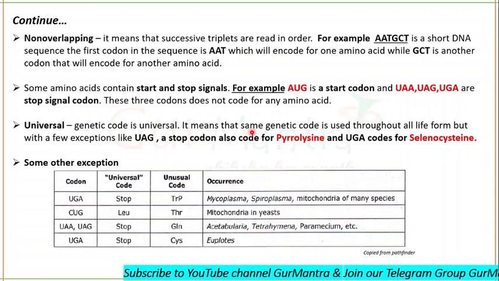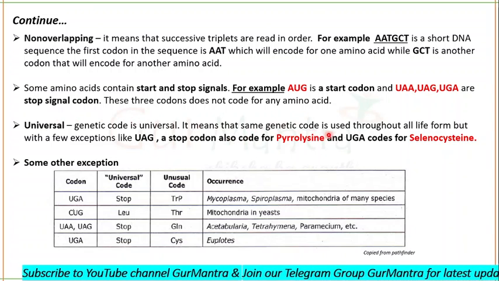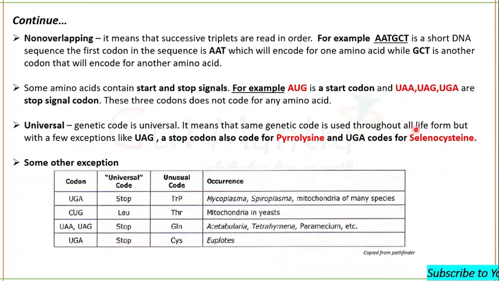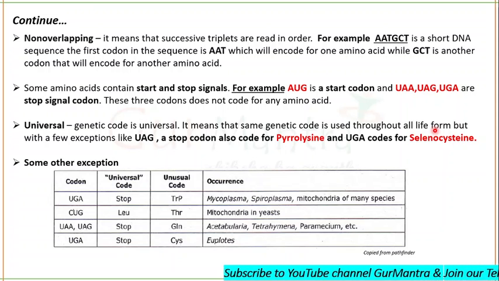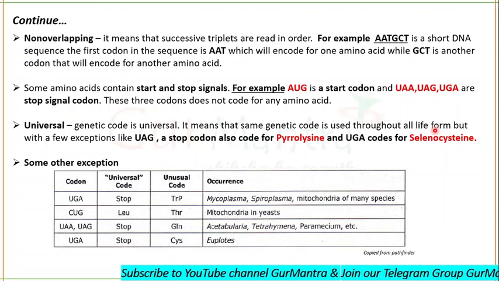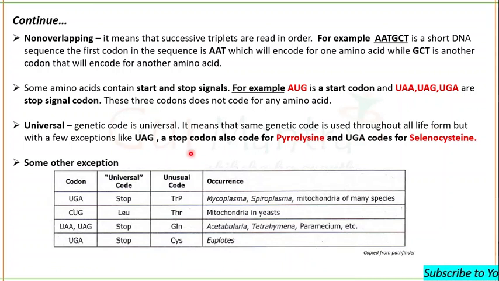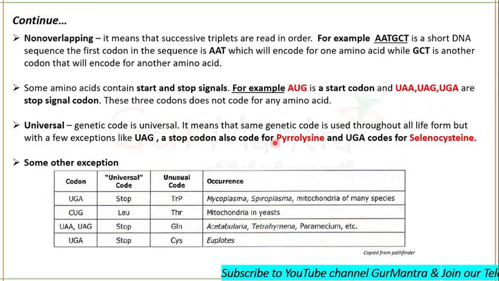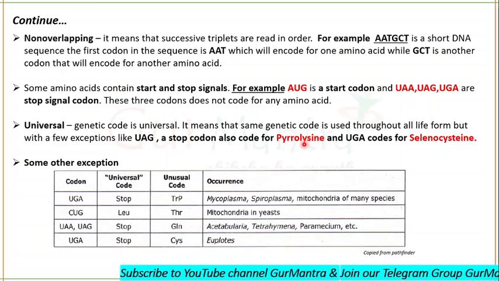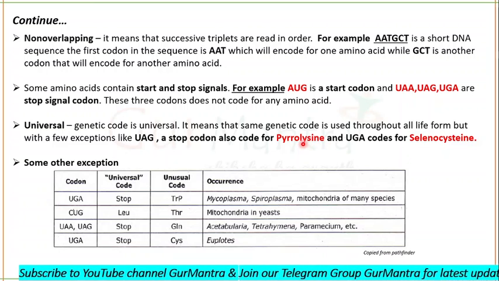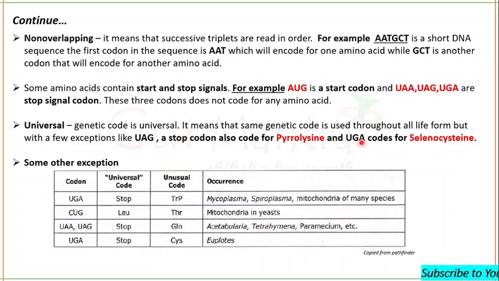It means that the same genetic code is used throughout all life forms. Like if AUG is encoding for methionine, it will encode for methionine in all kinds of life forms. But there are a few exceptions, like UAG, which is a stop codon. It can code for pyrrolysine, which is an amino acid, and UGA is also a stop codon. It may code for selenocysteine.